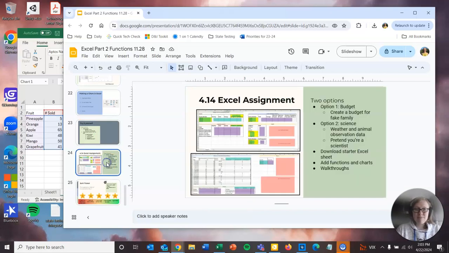All right. For the 114 Excel assignment, there are going to be two options. You're going to choose one of them. Please do not do both. It will be good practice for you, but I'm not grading both. You're going to choose one of these two options. There is a starter spreadsheet for you to fill out, and what I'm looking for is seeing your function and your chart prowess. I'll have walkthroughs posted of those, so definitely check those out.